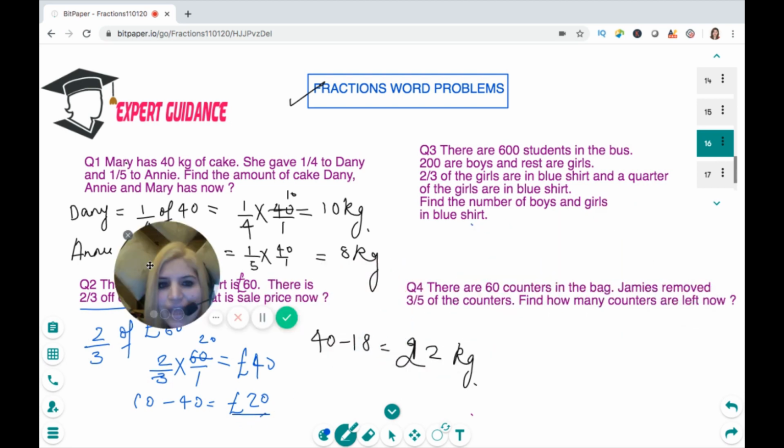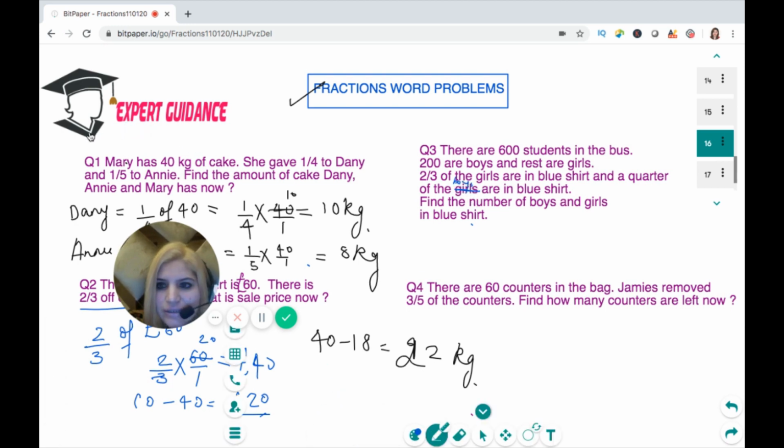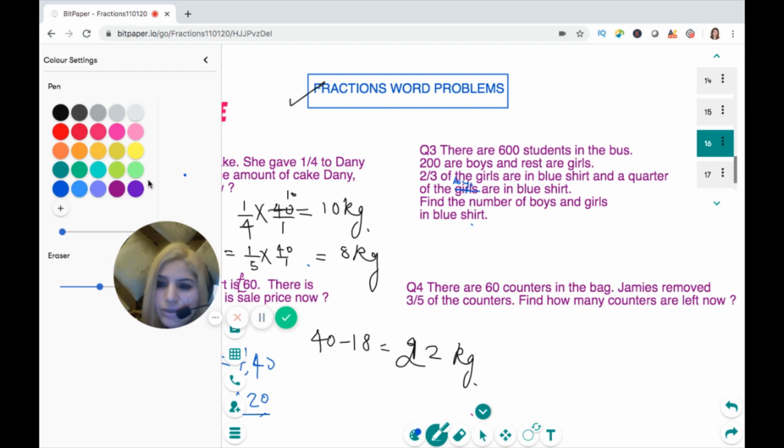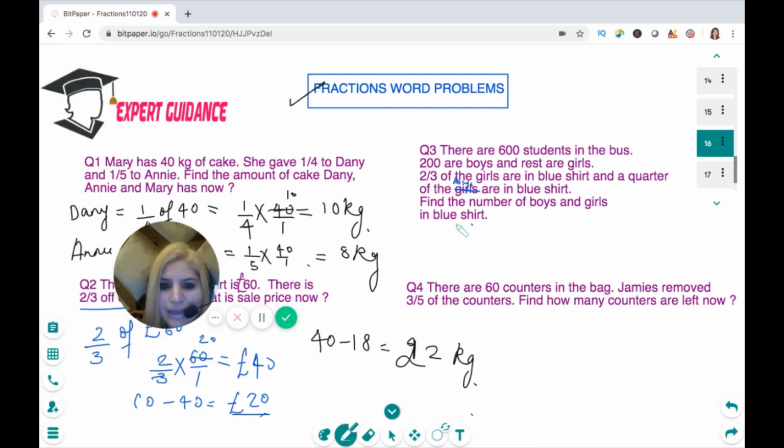There are 600 students in the bus, 200 are boys, 2/3 of the girls are in blue shirt, and a quarter of the boys are in the blue shirt. You need to calculate the number of boys and girls in blue shirt. Now you can pause this video, have a go at this question, and then come back. Now how will we do this question?